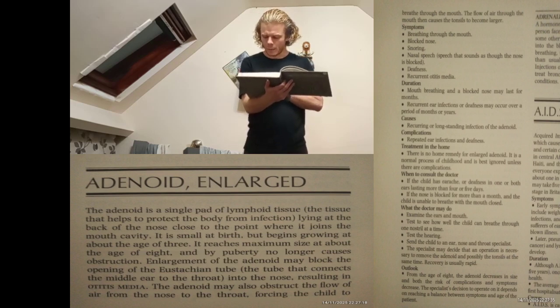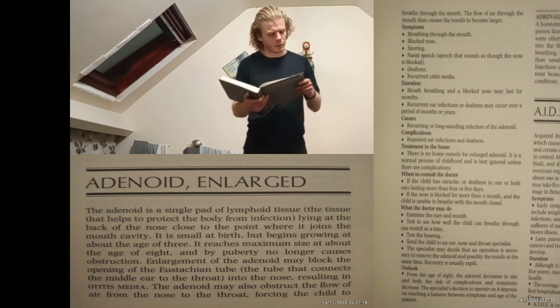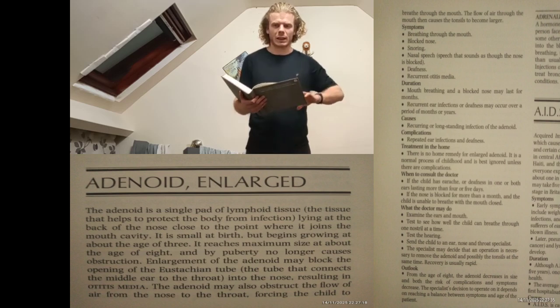Enlargement of the adenoid may block the opening of the Eustachian tube, the tube that connects the middle ear to the throat and nose, resulting in otitis media. The adenoid may also obstruct the flow of air from the nose to the throat, forcing the child to breathe through the mouth. The flow of air through the mouth causes the tonsils to become larger.